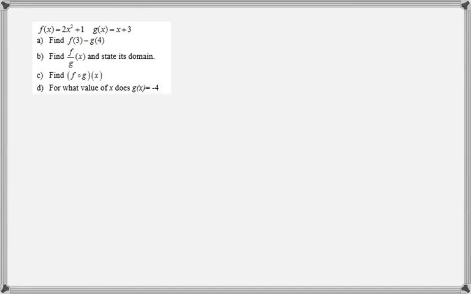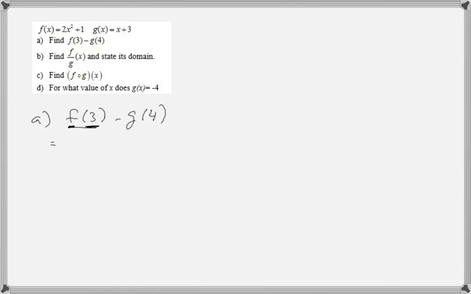In this problem, we're being asked to do a bunch of operations with the functions f and g. In part A, we're being asked to find f of 3 minus g of 4. So for this problem, we have to do two things first. We need to evaluate the function f when x is equal to 3.